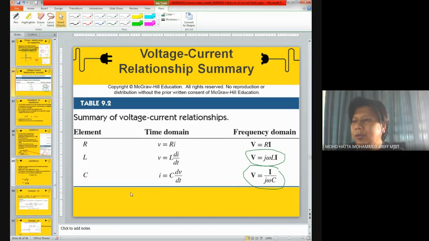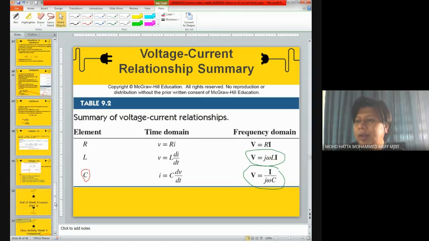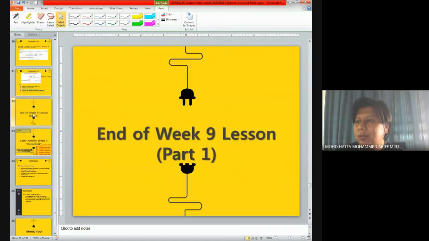However, for today's summary, basically for element L, the current will always lag the voltage by 90 degrees. If you have only C in your circuit, only a capacitor, the current always leads the voltage by 90 degrees. Okay, I think we're gonna end the session.